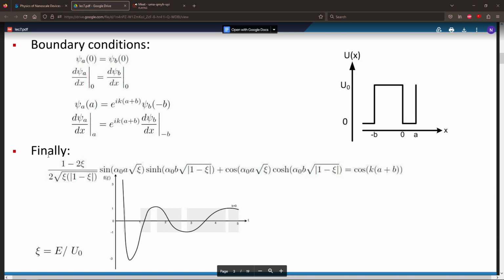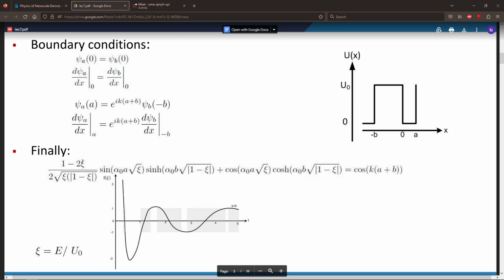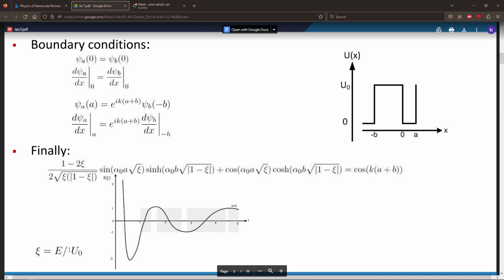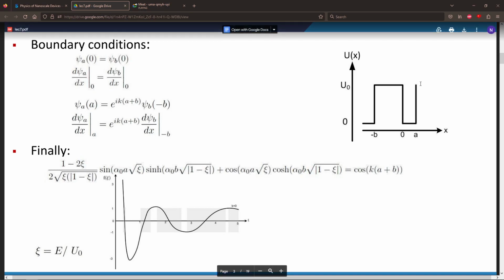Right now, we have this equation. On the right hand side, you will see there is a cos k(a+b), and on the left hand side, you have an equation that is entirely in the variable xi, where xi is defined as E by U naught. So E by U naught is essentially a scaled energy parameter. E is the energy of the particle and U naught is the height of the potential well. So E by U naught tells me how large my energy is with respect to the potential well depth. Is that clear? Yes, sir.